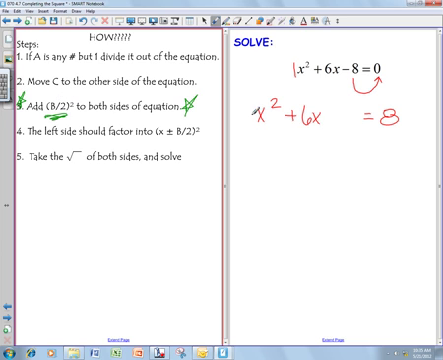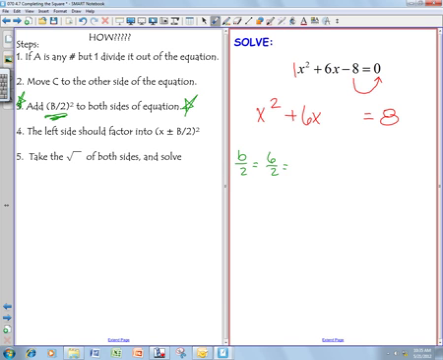We take half of this b value. So I'm thinking to myself, half of b is 6 over 2, which we all know is 3. And then I'm going to square that number. And when I square 3, I get 9. Now, you should also remember the rule from algebra that whatever you do to one side of an equation, you must do to the other. So not only am I adding 9 here, but I'm also adding it to the right-hand side of my equation as well.